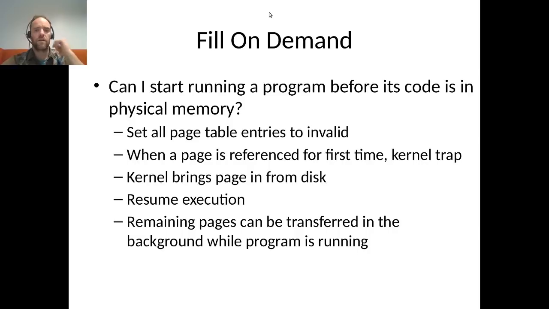So we can start running a program before all of its code is in physical memory. And how do we do this? We set all page table entries to invalid. When a page is referenced for the first time, we kernel trap. That kernel trap brings the page from disk, so from the location on disk where that, say, executable is. Then we resume execution, and those instructions inside that page are now physically in a frame in physical memory.